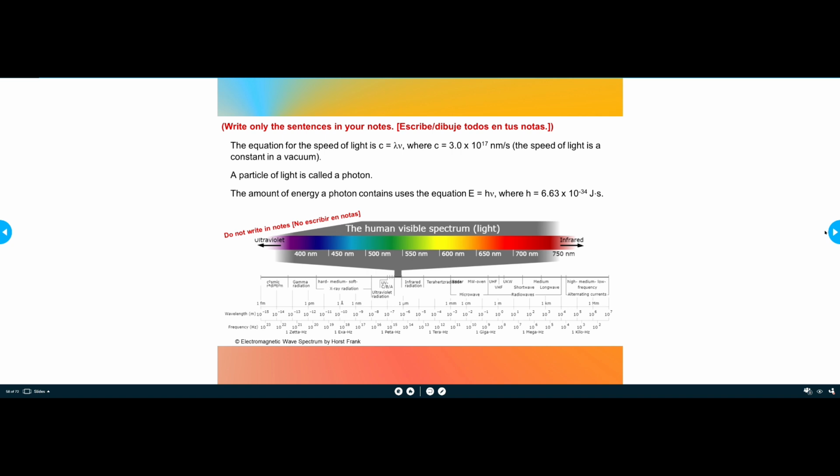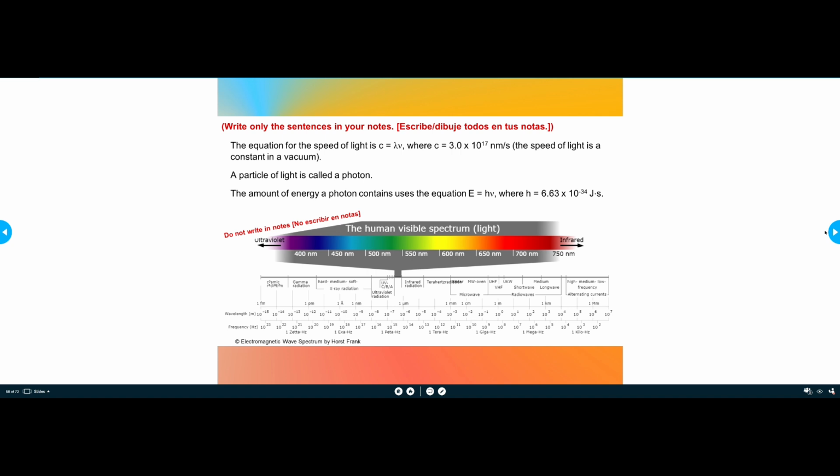Our next slide gets into some math. The equation for the speed of light is c equals lambda times nu, where c equals 3.0 times 10 to the 17th nanometers per second, which is the speed of light in a vacuum only. If light goes through some other object like air, water, etc., light slows down.